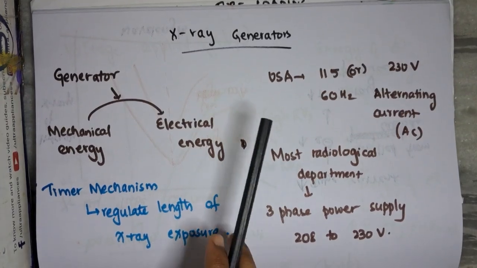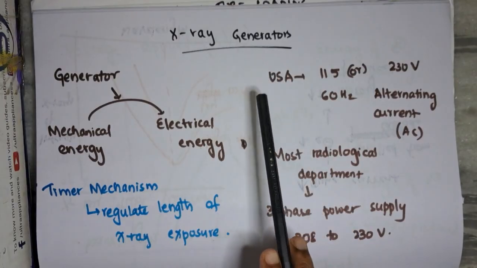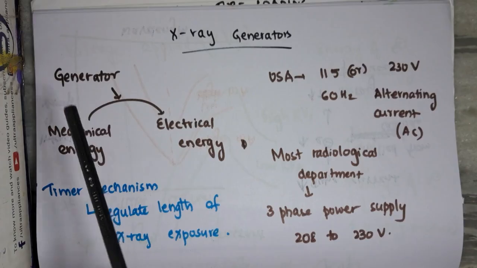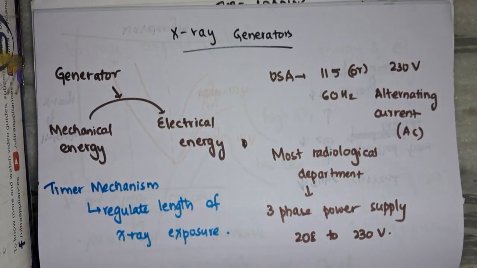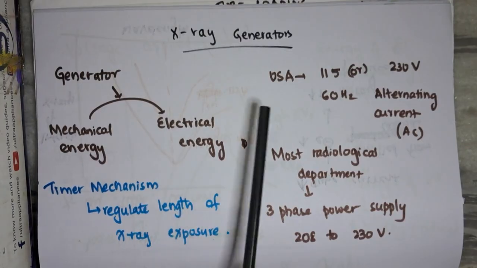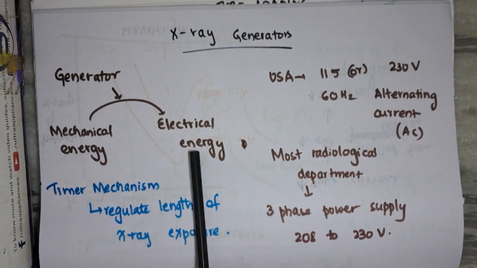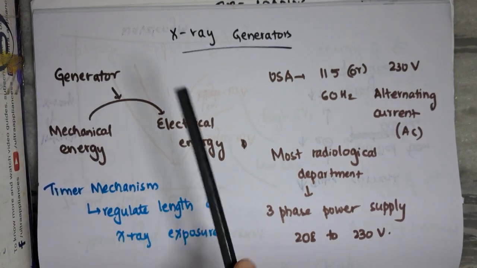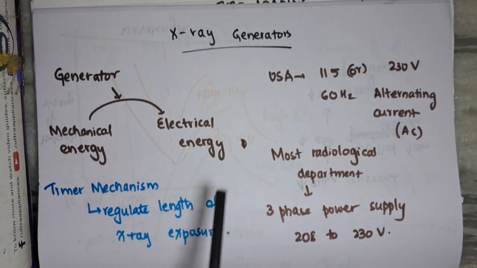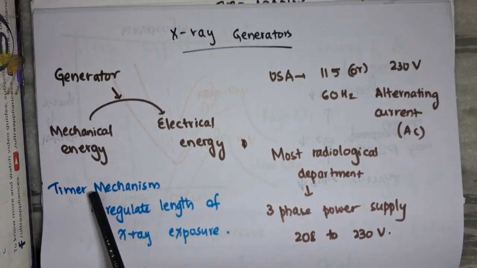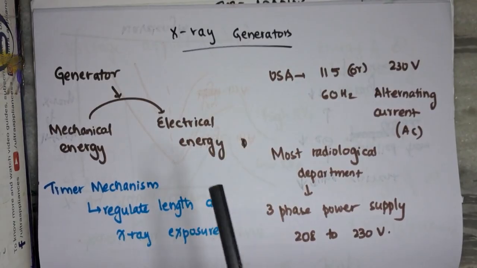Hello friends, let us now learn some important points about the X-ray generator. So the X-ray generator is a device which supplies electric power to the X-ray tube. Normally, a generator converts mechanical energy into electrical energy. But an X-ray generator mainly starts with electrical energy. It does not start with mechanical energy, but with electrical energy.